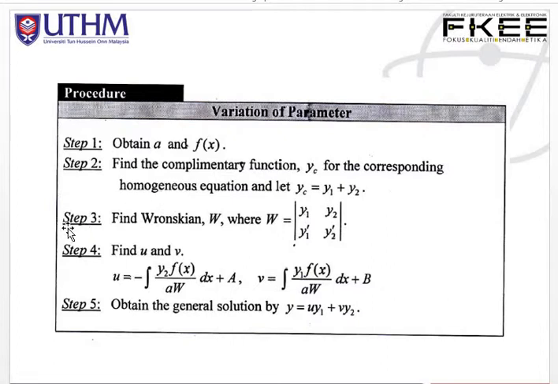Then the third step is to find the Wronskian W. W is y1, y2, y1 prime, and y2 prime. Then find the u and v. We assume u is like this and v is like this. And next we find the general solution: y equal to u y1 plus v y2.